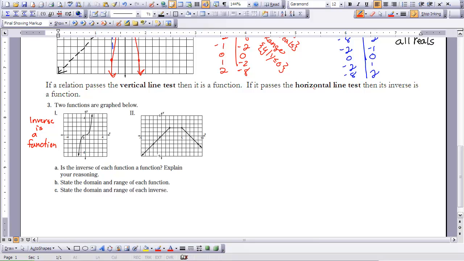Okay, and so then state the domain and range of each function. The domain and range of this is all reals. So then the domain and range of the inverse would be all reals also.